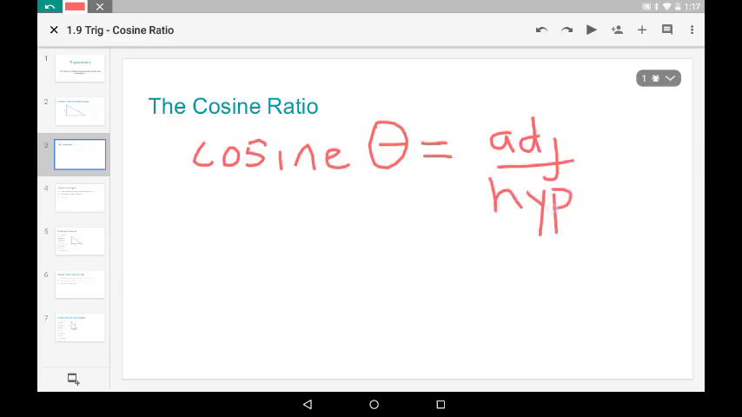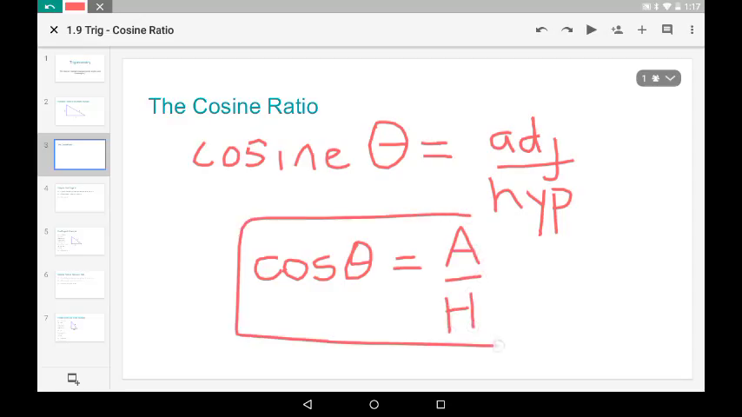So if you remember, the tangent ratio was opposite over adjacent, the sine ratio was opposite over hypotenuse, and now cosine is adjacent over hypotenuse. So the one we work with is cos, or cosine of theta equals A over H. So this is the one that we're working with, and this is the one you need to start with when you're doing your work.